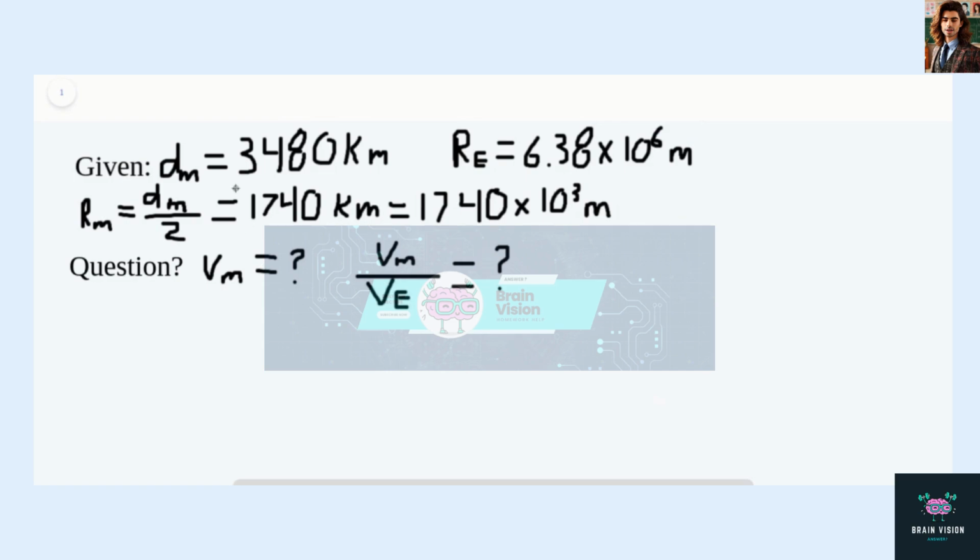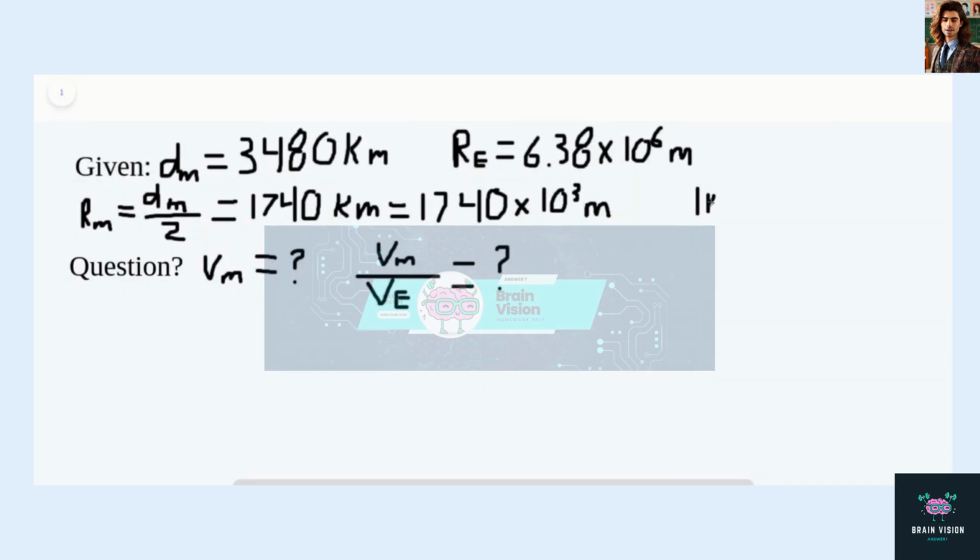We have the diameter of the moon, which I write as d sub m, equal to 3,480 kilometers. We also know that the radius of the Earth, which you could look up online or is written in the textbook, is 6.38 times 10 to the 6 meters. So the radius of the moon is just the diameter of the moon divided by 2, which is 1,740 kilometers, or 1,740 times 10 to the third meters.